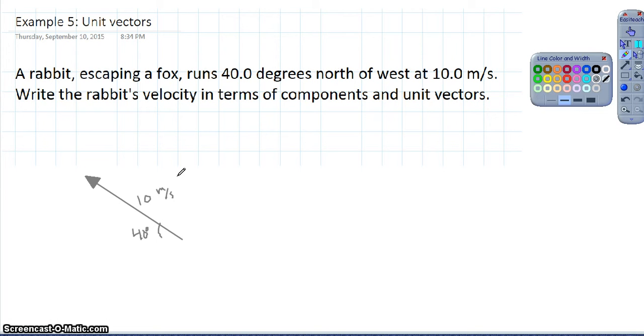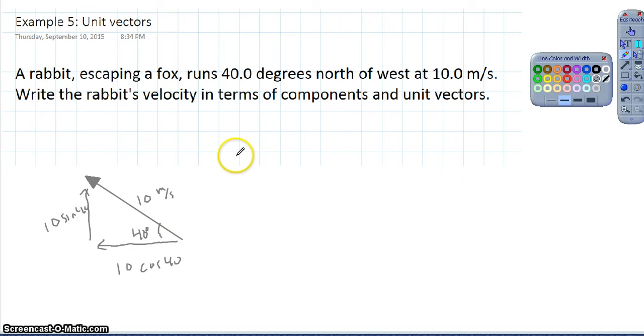And then we just need to find the two components, and they want us to write this in terms of a unit vector. So to write the velocity in terms of the components and unit vectors, obviously just finding the components is pretty easy, something I'm sure you guys are all comfortable with. Right? Finding the x component would be 10 times cosine of 40. Finding the y component would be 10 times sine of 40.